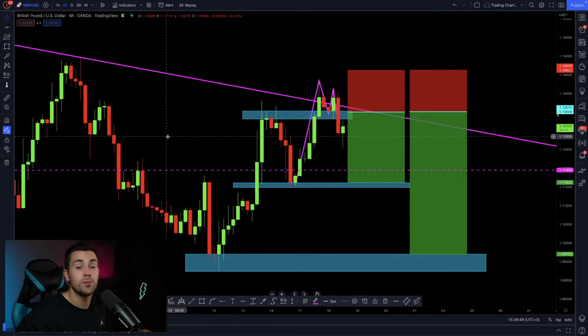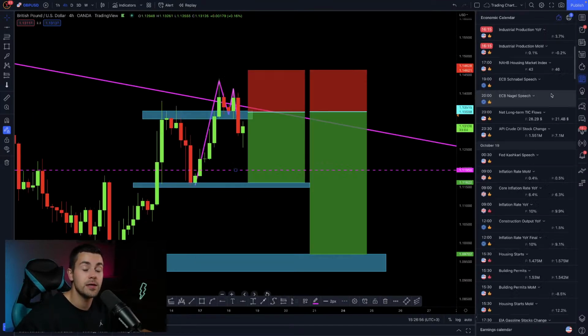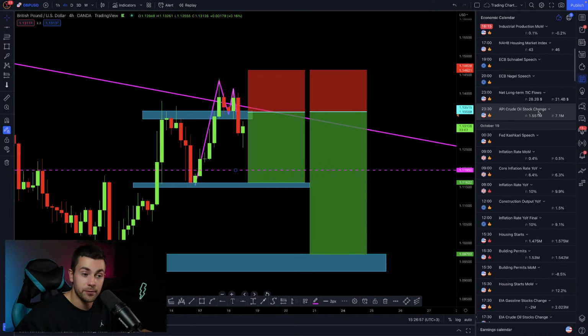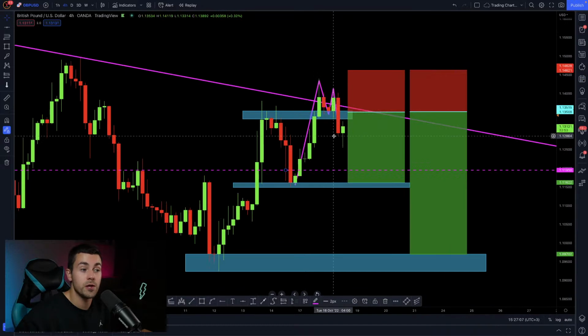By the way, remember that this week we have a lot of news. We have a lot of events in the economic calendar. The inflation, a lot of stuff. For that reason, the market can be chaotic and volatile as well. And of course, there is no guarantee that this setup will play out. It is the probabilities game at the end of the day.